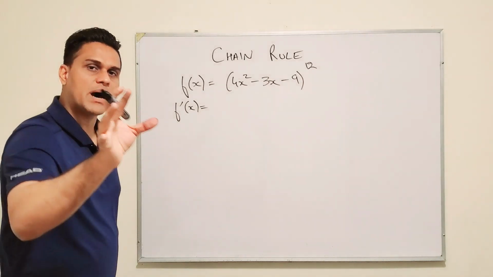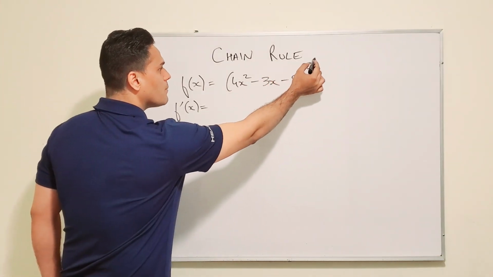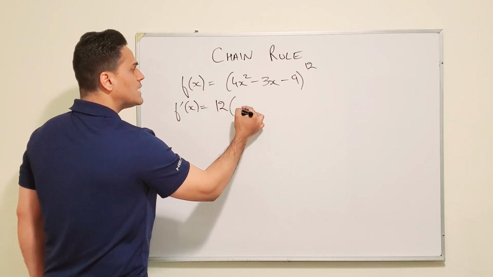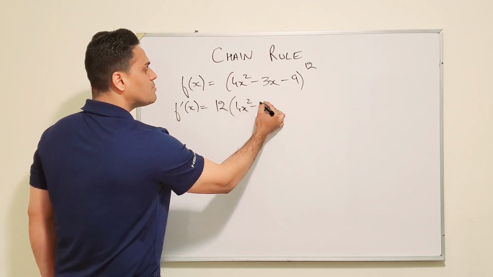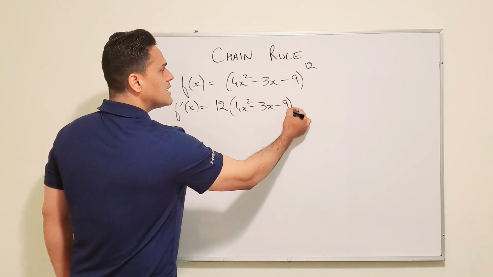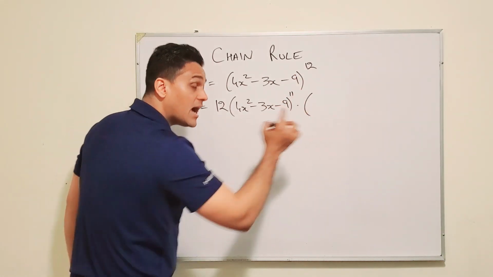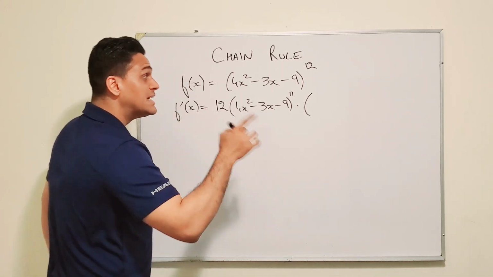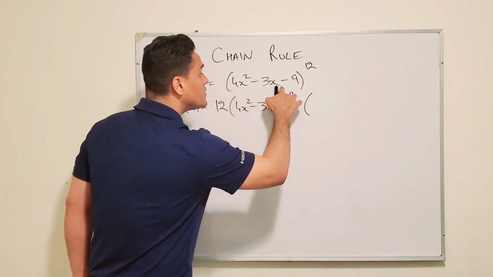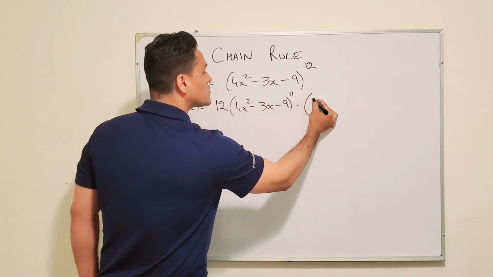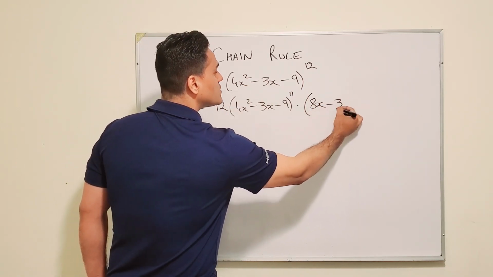So again, same as power rule. Whenever we have a power at the top, we're going to times it by the constant in front, which is just going to be 12. And now the power is going to go down by 1. The power is going to get subtracted by 1, so this would just be 11. Times, so this is where the chain rule comes in, times derivative of inside. So derivative of this whole thing is going to be 8x minus 3.